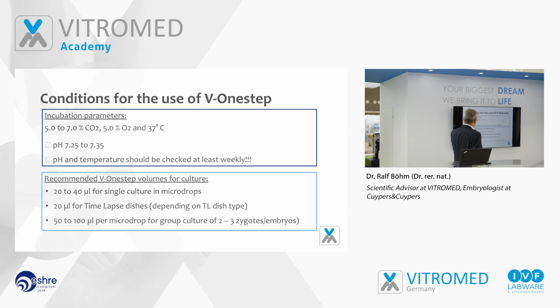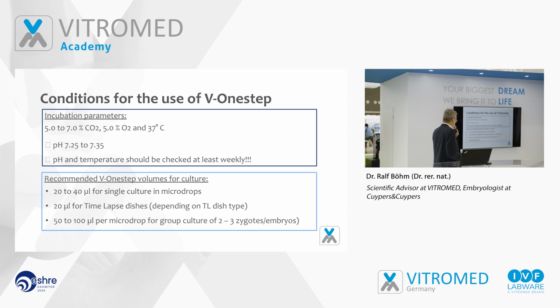How should you use it? Okay, I think this is not really surprising. 5 to 7% CO2, it depends on the geographic altitude of your lab. 5% O2 and 37 degrees. The pH should be between 7.25 and 7.35, so the best is 7.3. And of course, like always in IVF, you should do some checks regarding the pH and the temperature.